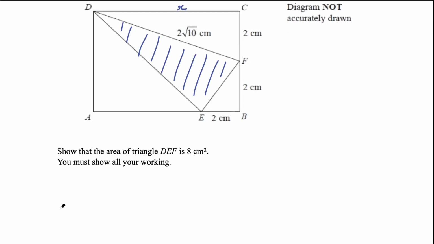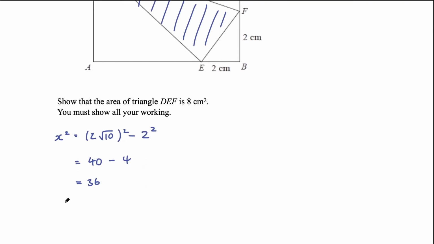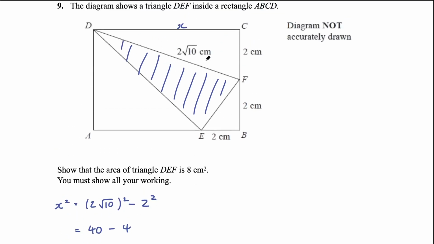So x squared is going to be the hypotenuse squared, take the other leg squared. So 2 root 10 squared, take 2 squared. This equals, well, root 10 squared is 10, 2 squared is 4, so this would be 40, take 4, this would be 36. So then if x squared equals 36, x must equal 6. Okay, so I have this length up here.